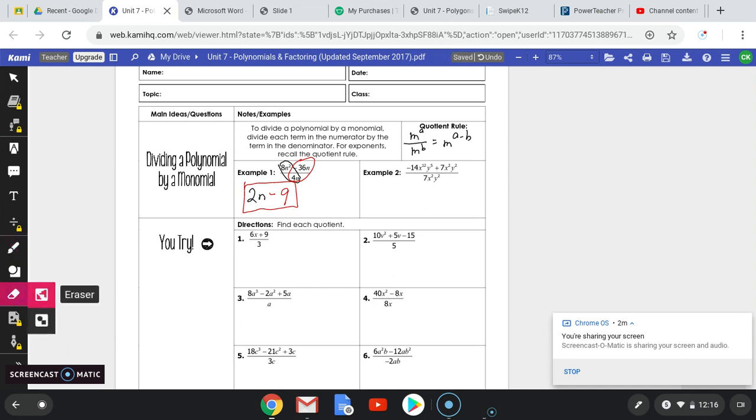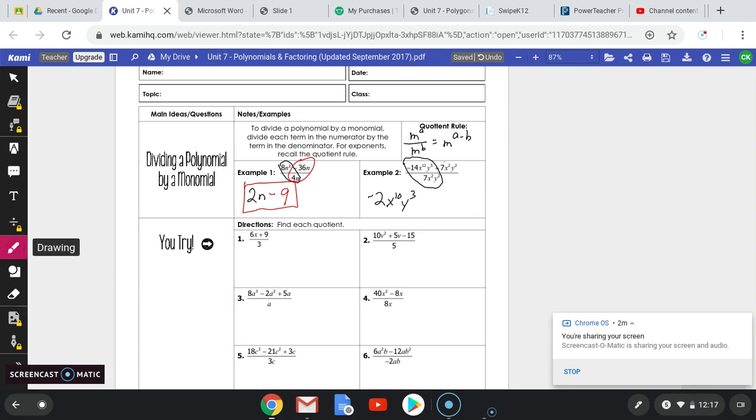Okay, let's look at the next example here. I have negative 14x to the 12 y to the fifth divided by 7x squared y squared. So again, I just take the numbers and divide. What's negative 14 divided by 7? Negative 2. What's x to the 12 divided by x squared? Same terms, I subtract the exponents. What's 12 minus 2? 10. So x to the 10th. Y to the fifth, y squared. Subtract the exponents. 5 minus 2, 3.